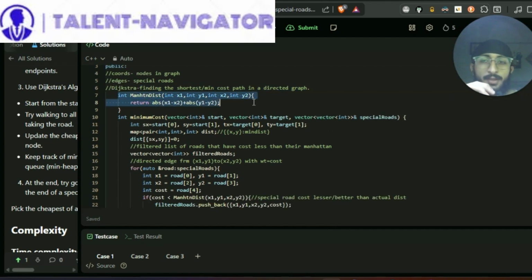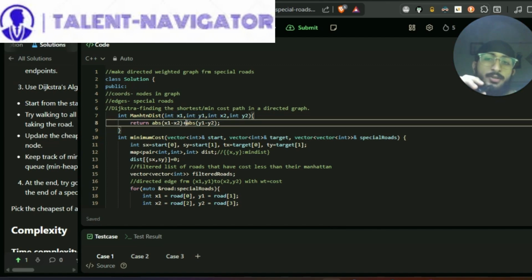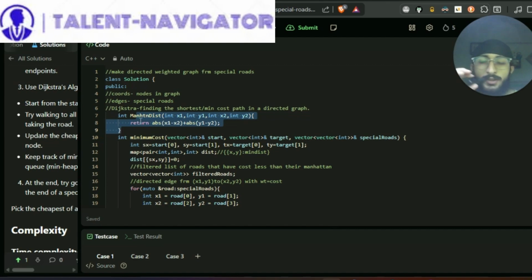Now I've made a function for Manhattan distance where it takes coordinates x1, y1 and x2, y2, so two points, and returns the absolute of x1 minus x2 plus the absolute of y1 minus y2, that is the Manhattan distance. So straightforward, no rocket science here.